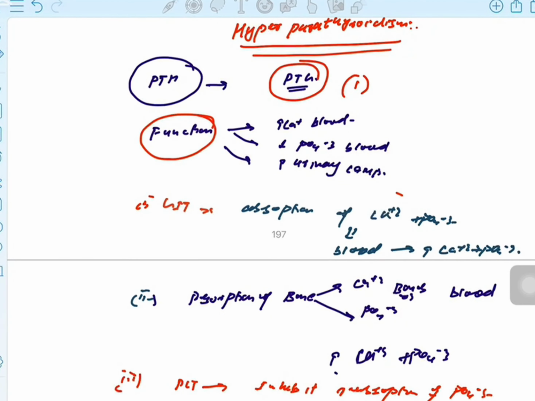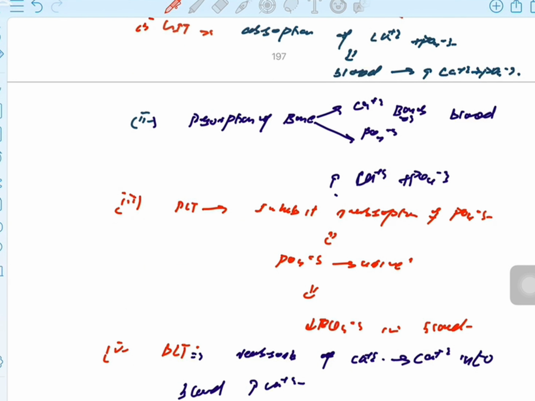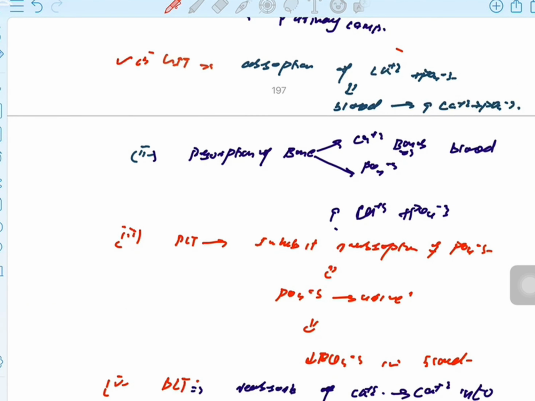Okay guys, other than that, how does it increase the level of the calcium and decrease the level of the phosphate? We will say it will act on the GIT and cause the absorption of both calcium and phosphate. It will act on the bone and cause the breakdown or the resorption of the bone, and will remove the calcium and phosphate from the bone, and where will the calcium and phosphate go? It will go into your blood, and the level of the calcium and phosphate will increase.